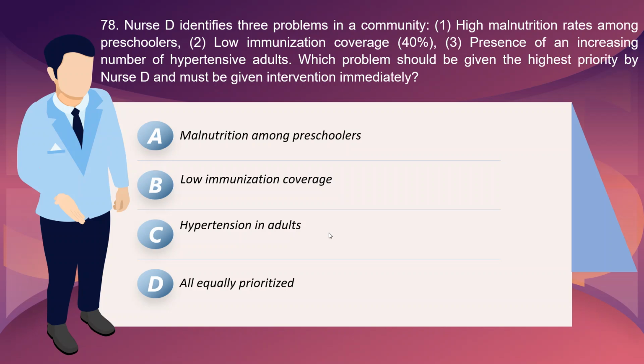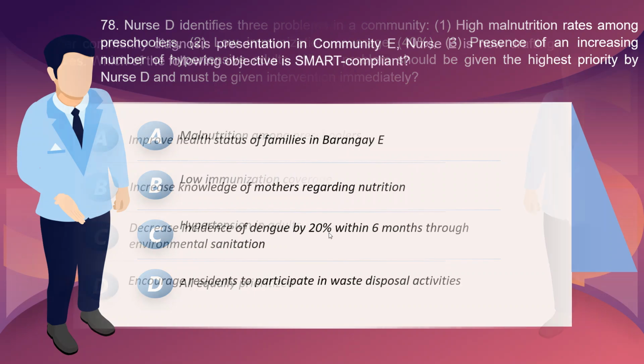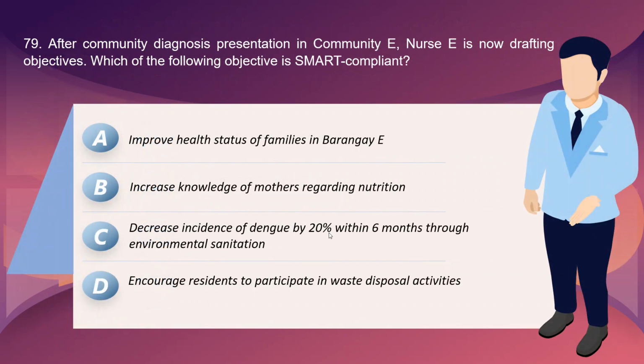Then after low immunization coverage, the next priority is malnutrition among preschoolers, and the third priority is hypertension in adults, because the other two problems require longitudinal management. 78. The best answer is letter B. Let's proceed now to 79.